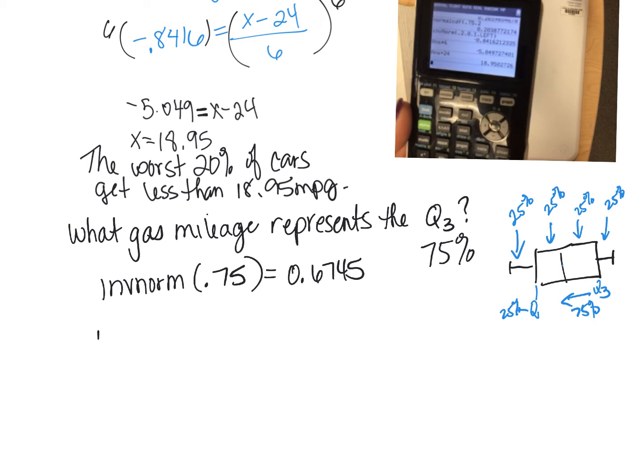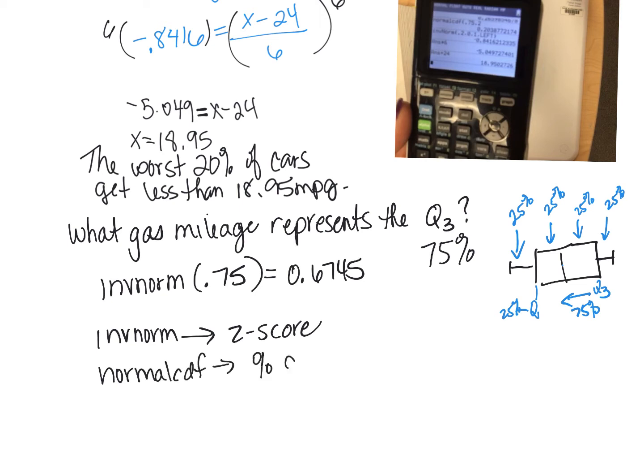So remember that inverse norm gives me a z-score. Normal CDF gives me the percent given a z-score. Does that make sense? Normal CDF needs the z-score to give you a percent, and inverse norm, you tell it what percent you want, and it tells you what z-score represents that.